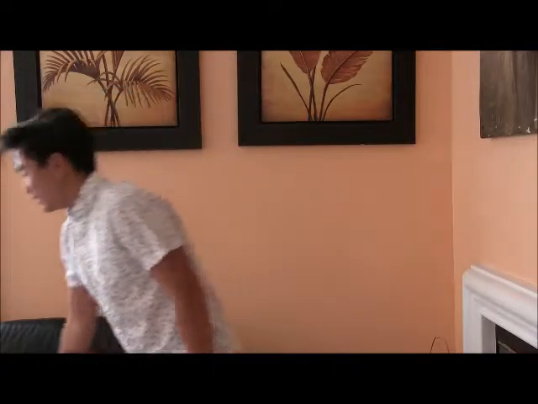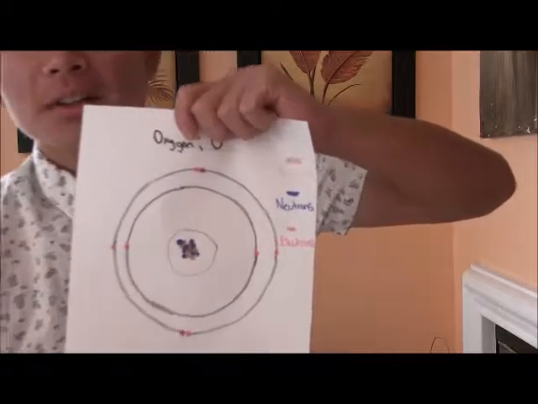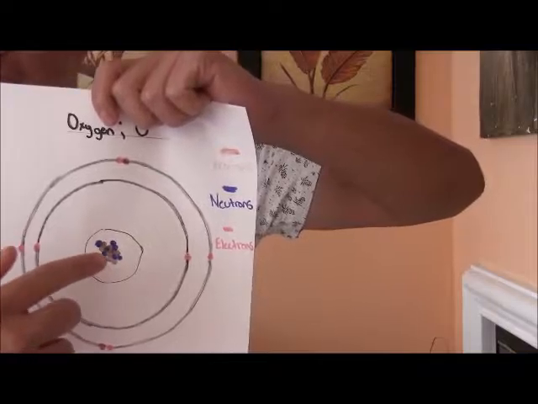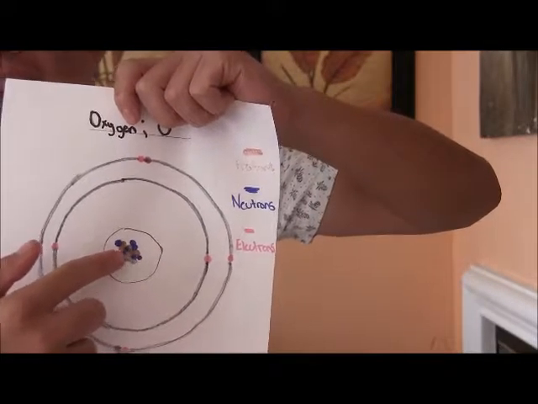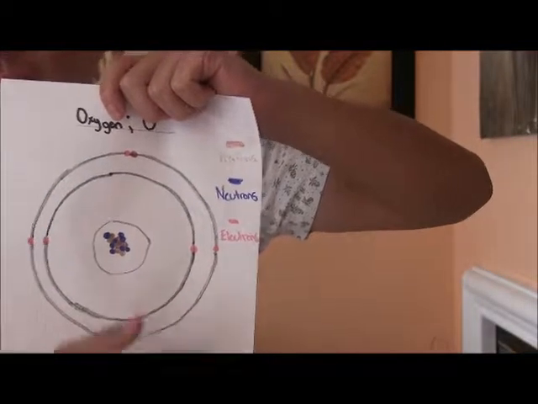What is this element for? Well, we use it to breathe, use it to drink water, because oxygen is in water, which we'll go over later. And here's a little drawing of it. There's 8 protons, 8 neutrons, and 8 electrons right here.